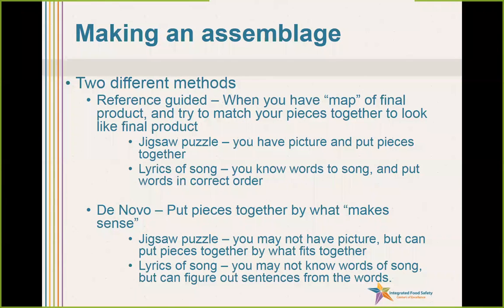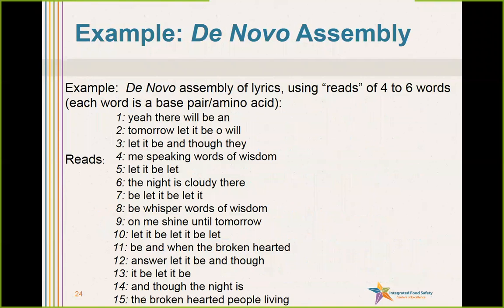So now let's talk about the second version of making an assembly, de novo. This is where you put the pieces together by what makes sense. Let's take the previous examples. For the jigsaw puzzle, imagine you've lost that picture, the cover of the box of the final product. So are you still able to put the jigsaw puzzle together? Yes, you're able to do that by looking at the shapes of the pieces and seeing what fits together. Likewise, for lyrics of a song, you may not know all or even any of the words of the song, but can figure out sentences from the words that you've been given.